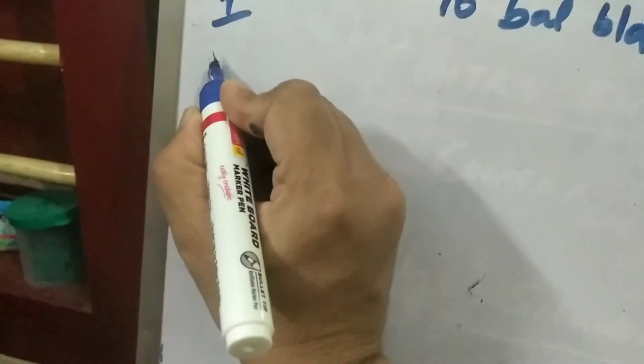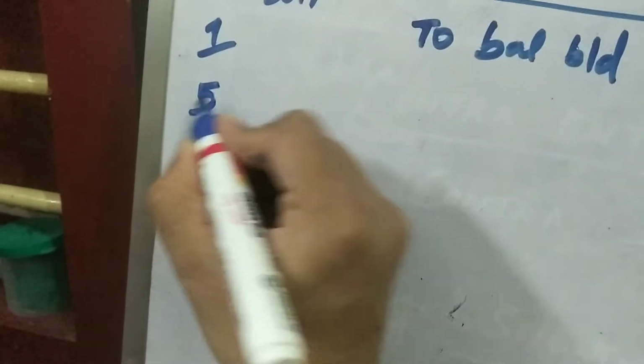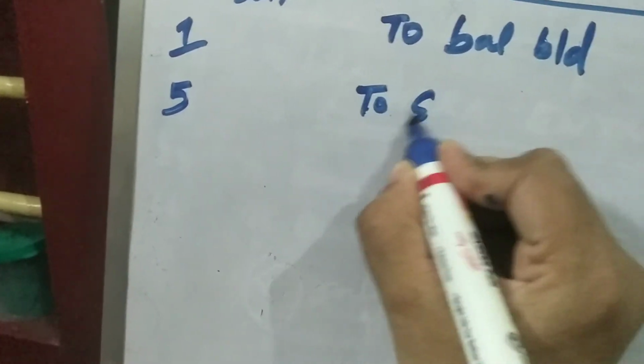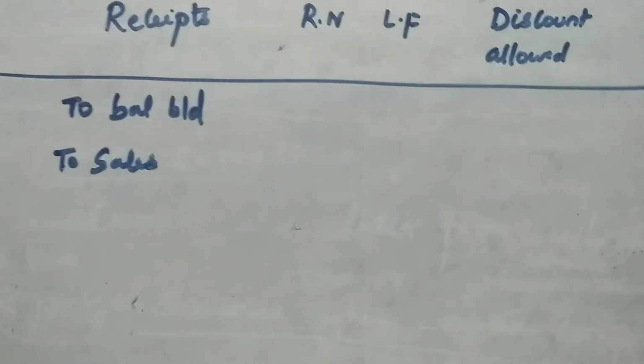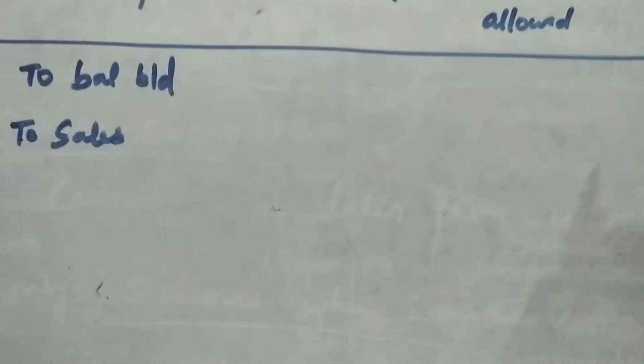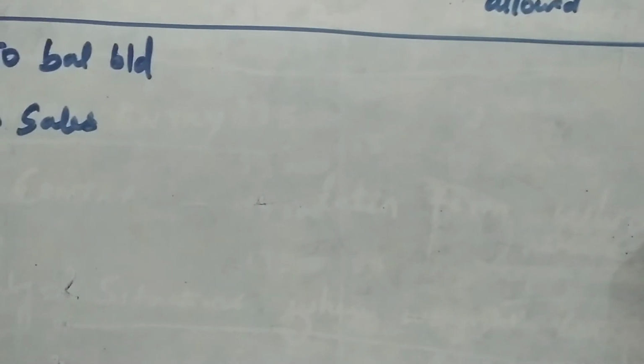Then, you have goods sold for cash on 5th. So, it is going to be a cash sale. "To sales" on the receipt side. What is the amount? 12,000. It is a cash sale.